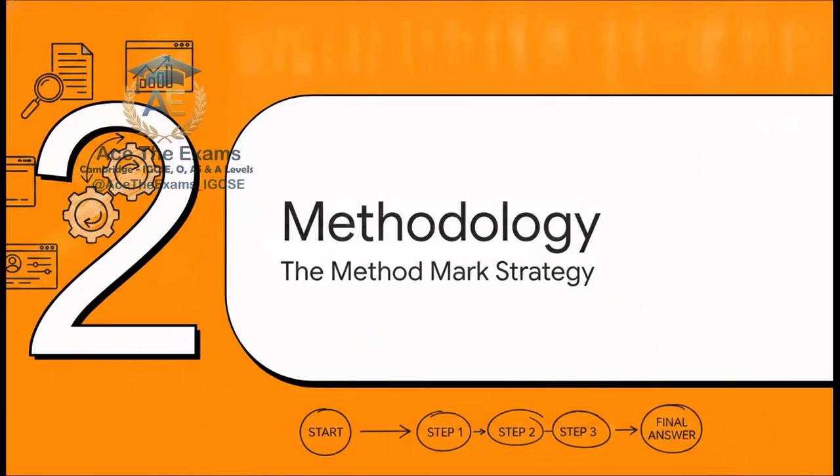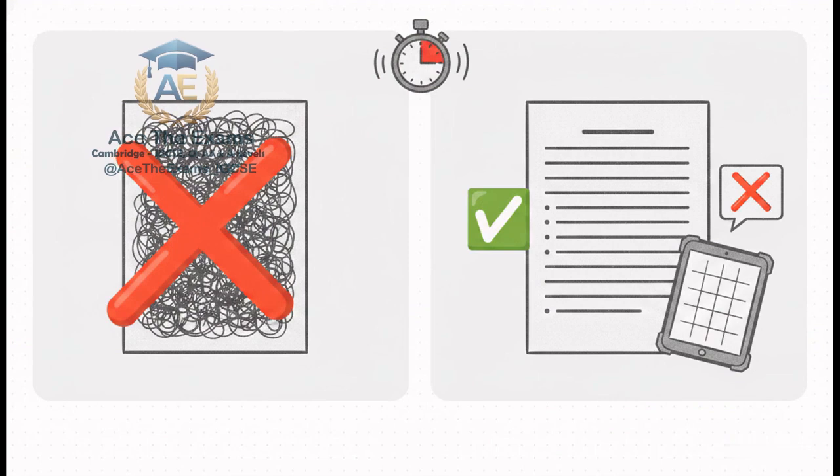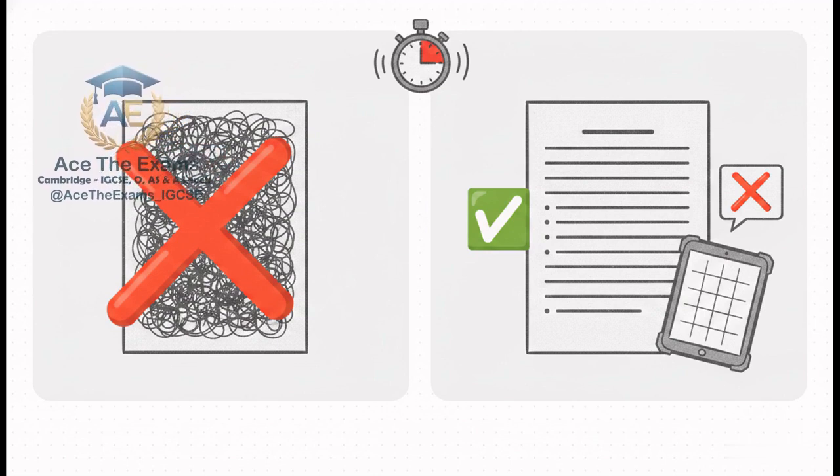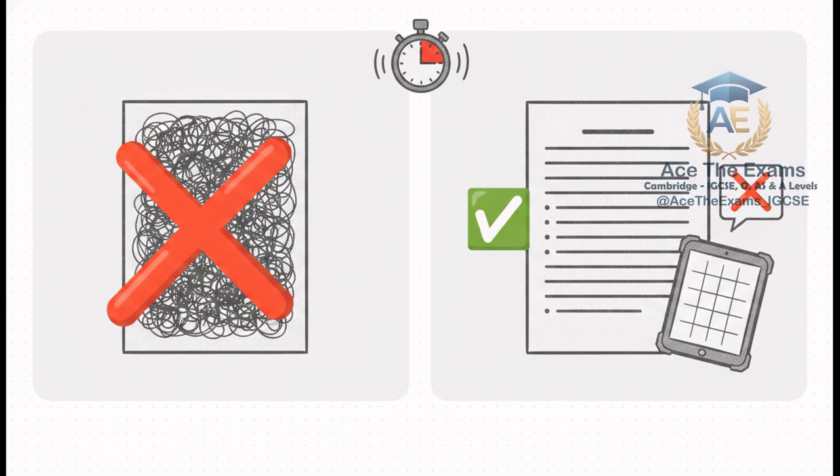Let's talk about how to solve these questions and secure what we call the method mark. Now, here is something a lot of students don't realize. Examiners actually award marks for your working out, for your logical progression, not just for miraculously arriving at the right answer at the end. They want to see your method. Let's do a quick 30-second mental challenge.